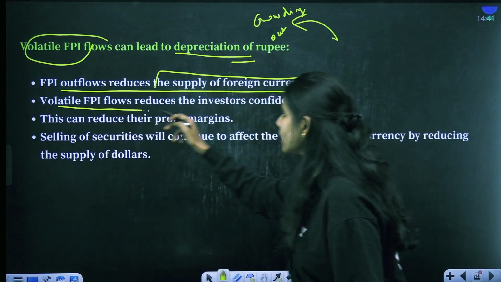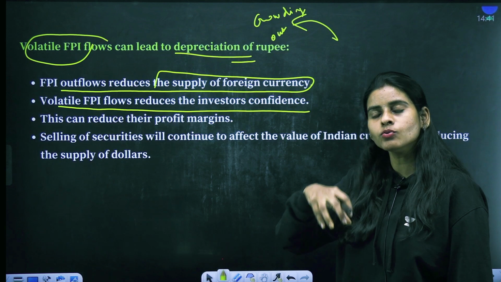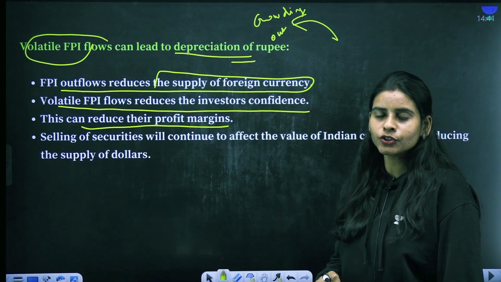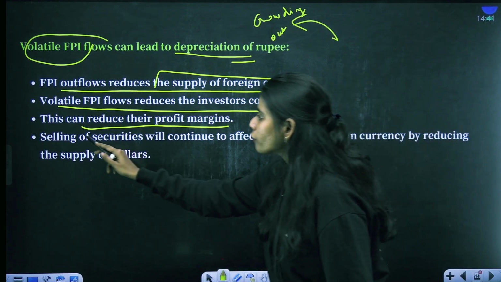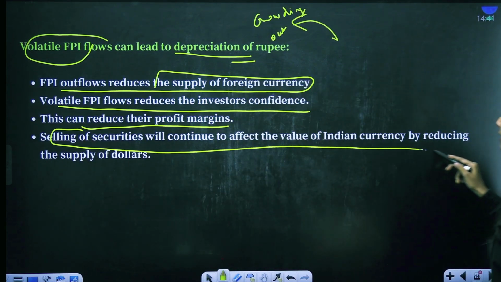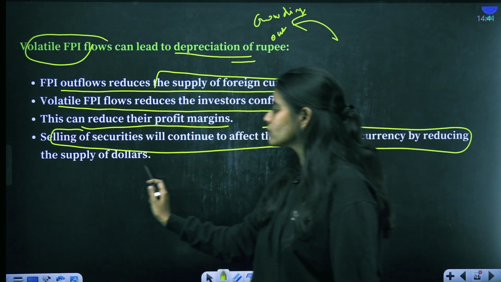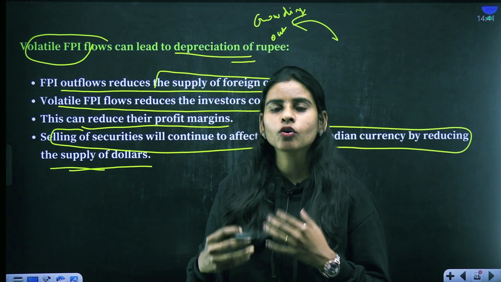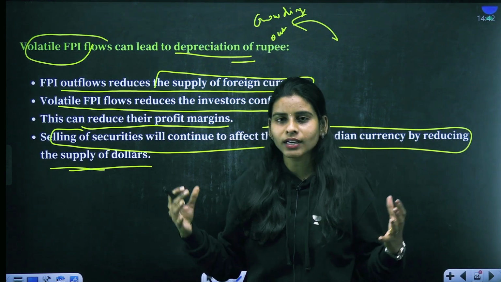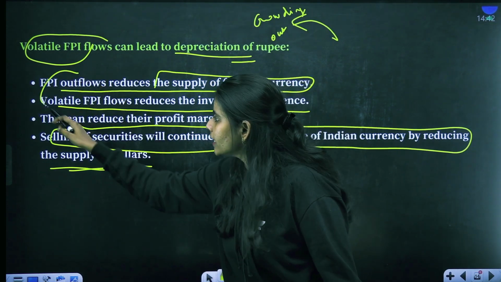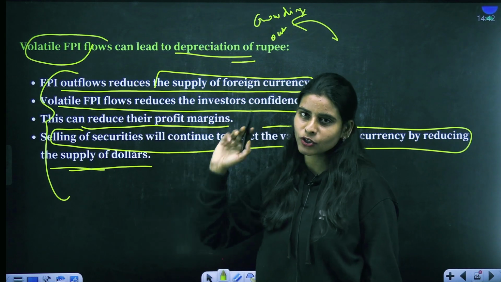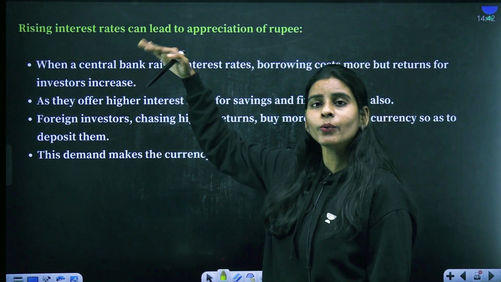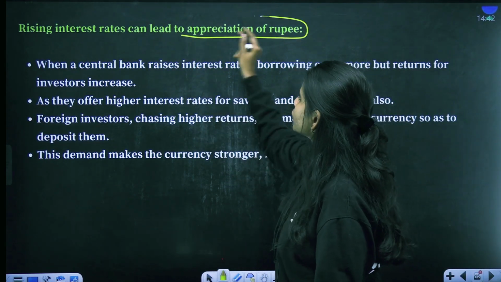This again can reduce the confidence of investors who are willing to invest in the country. So this can reduce their profit margins also. And then selling of securities will continue to affect the value of the Indian currency by reducing the supply of dollars. Once the investors' confidence is getting reduced, the selling of securities will happen on a rapid scale. So all these elements can pave the way for what? Depreciation of the rupee.